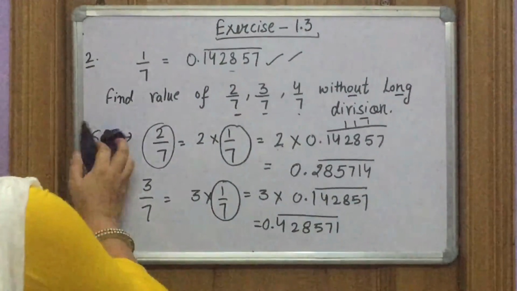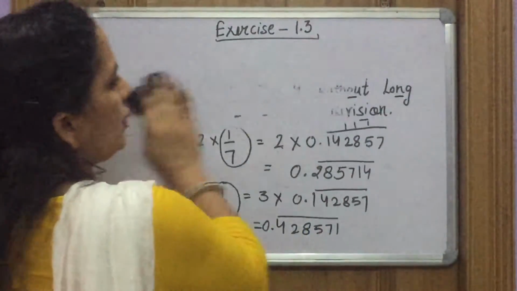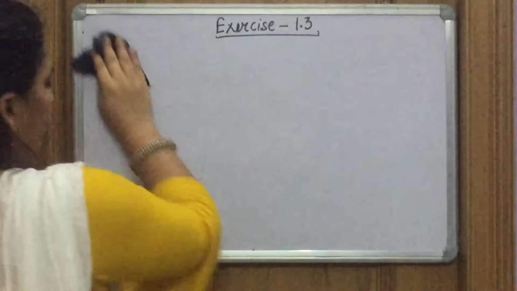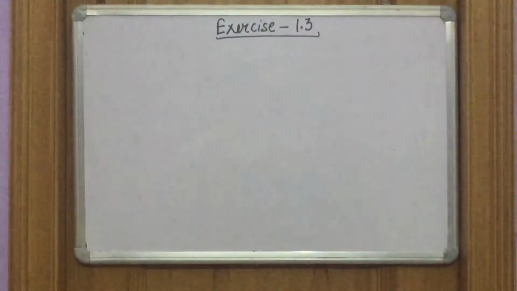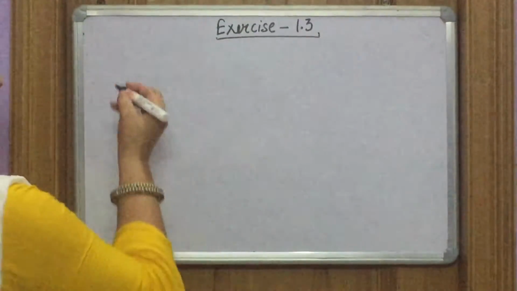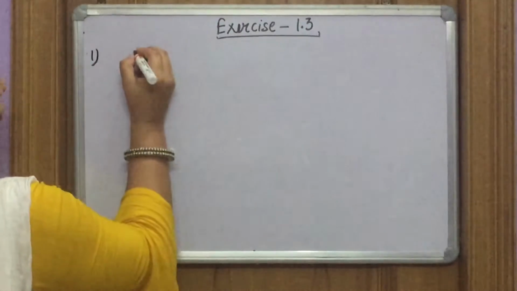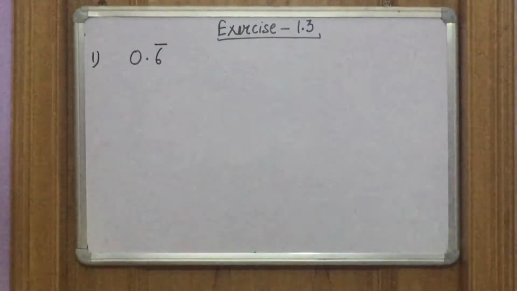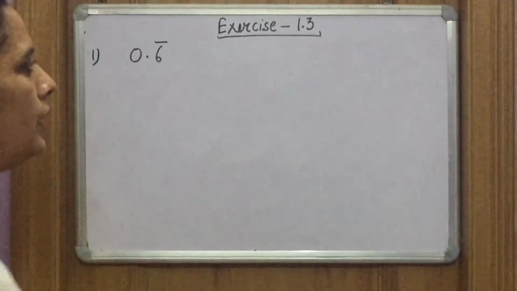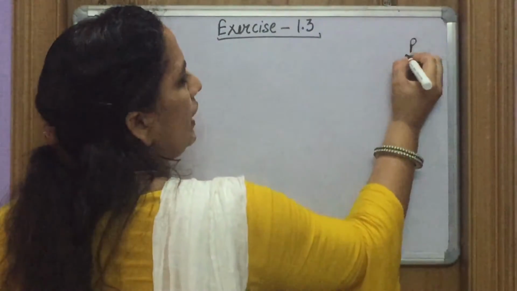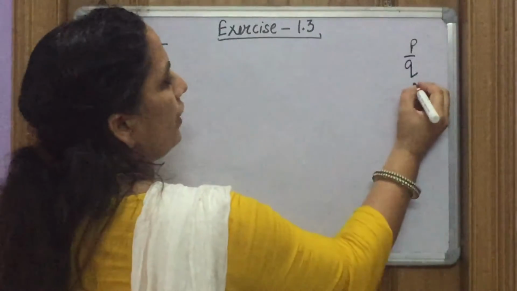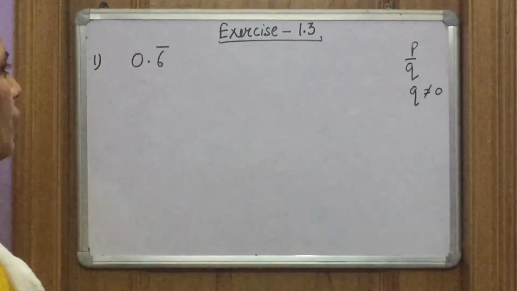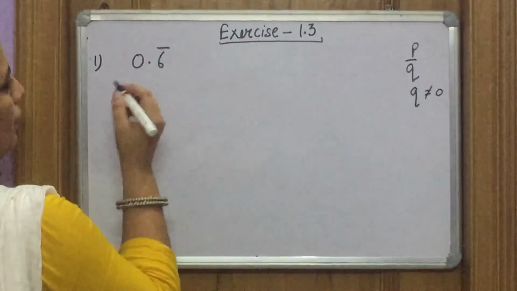Next question is you have to change a number in the p by q form. In question number 3, we have 3 parts. So the first part is 0.6 bar. You have to change this number in the form of p by q, where q will not be equal to 0. So first of all, what will we do here?